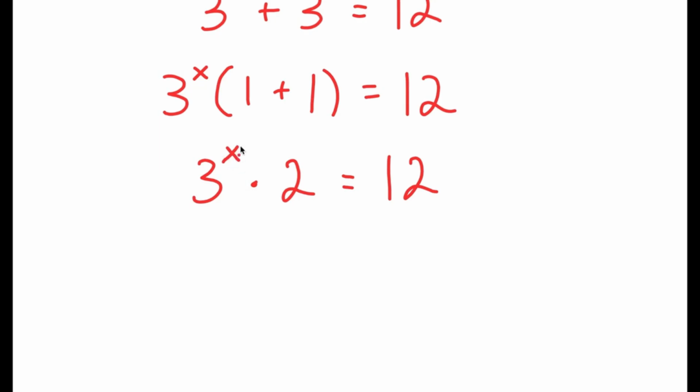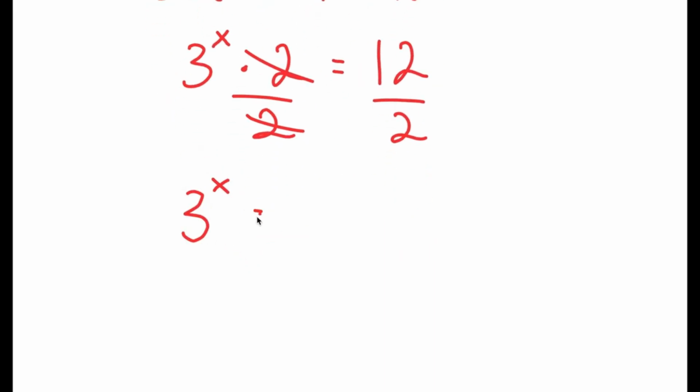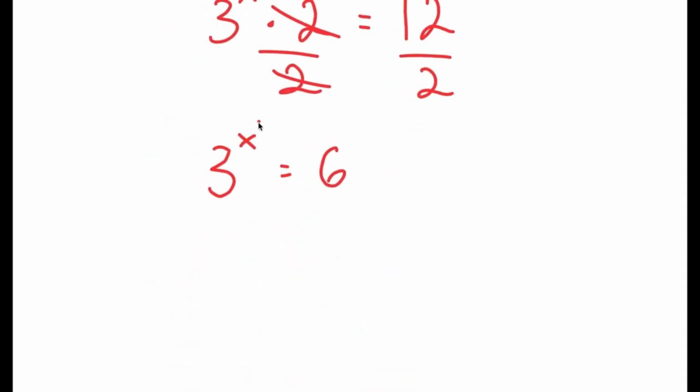So from here, we want to isolate x. And to do that, we have to get rid of this times 2 by dividing both sides by 2. So now these two cancel out. And I'm left with 3 to the power of x is equal to 12 divided by 2, which is 6. So now I have basically another equation from this much larger equation. So this is much more simplified. I have 3 to the power of x is equal to 6.